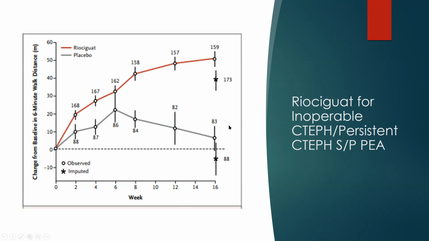their PVR went up. So this is kind of the big study that led to using riociguat as a potential medication for those with inoperable or persistent perfusion defects and hemodynamics after endarterectomy.